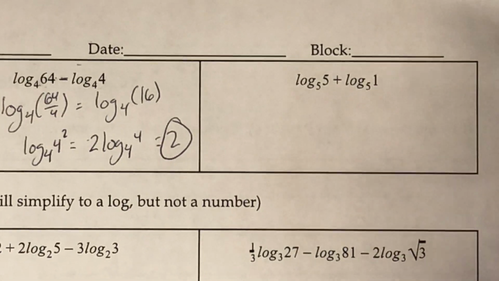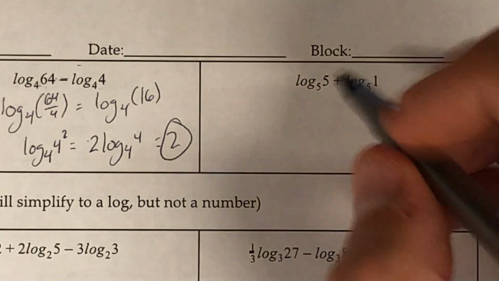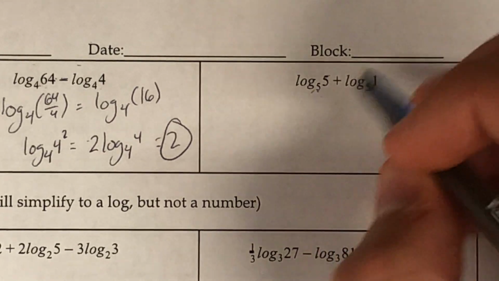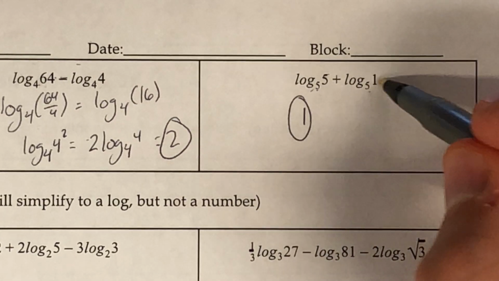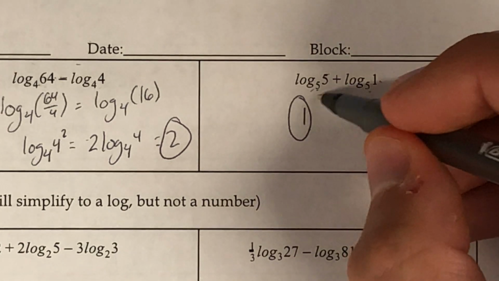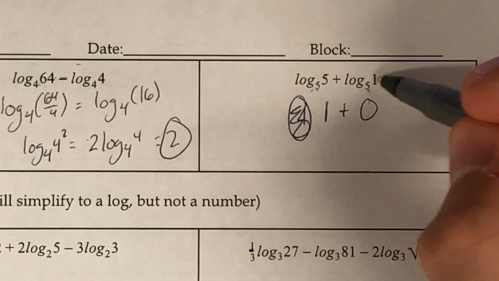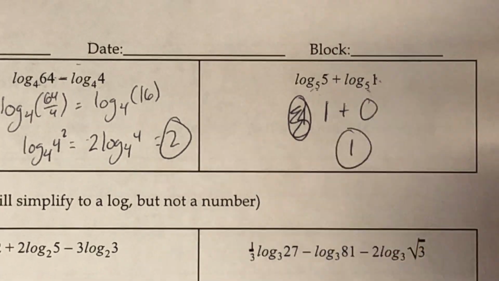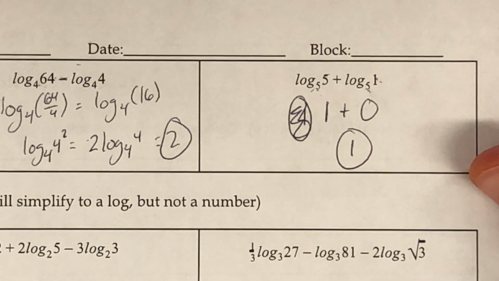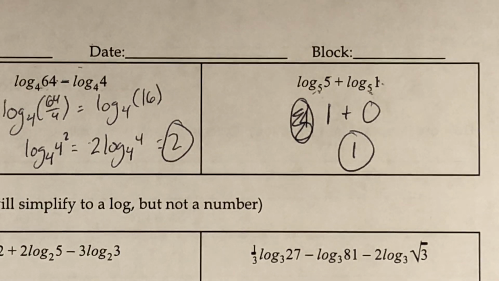Last one here. Log base 5 of 5. Well, anything with the same base and what you're taking the log of is 1. Log base 5 of 1 is 0. Anything base of 1 is just 0. 1 plus 0 is 1. Okay, not too bad.